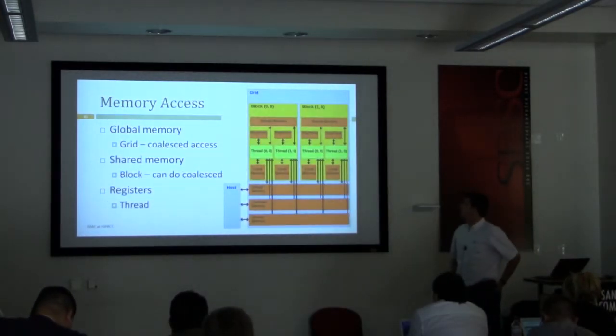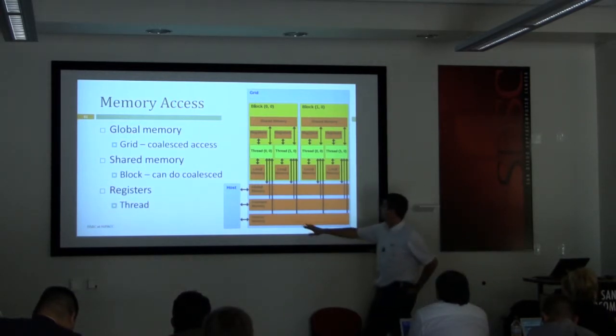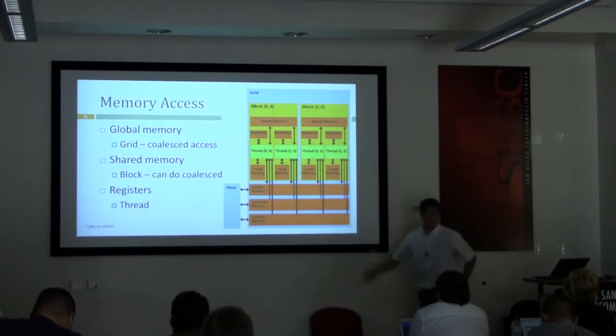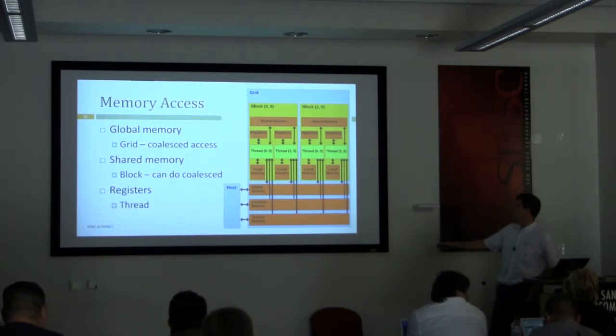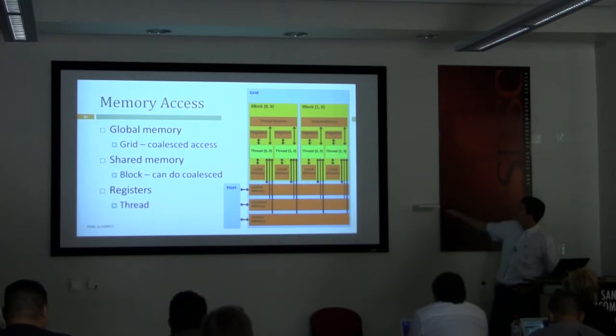So how does this look in terms of hierarchy and the schematics? Here's your host talking to the GPU. Then you have the global memory, that's the big chunk there, and constant memory is the small piece. Then you have the blocks of the grid, and within the blocks you have access to shared memory and the registers for each thread, and then you have the local memory. So that's how it all works.